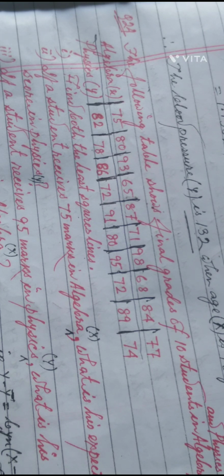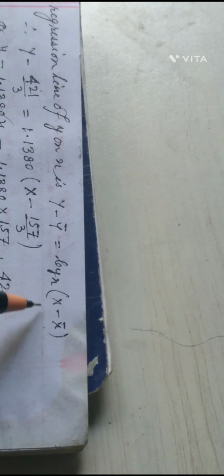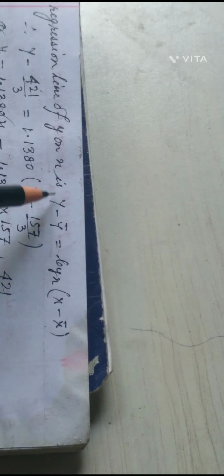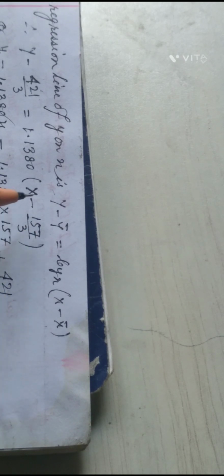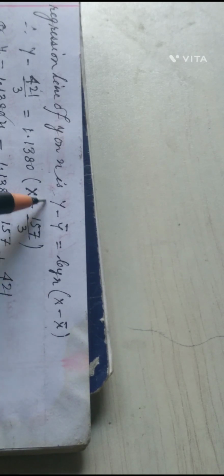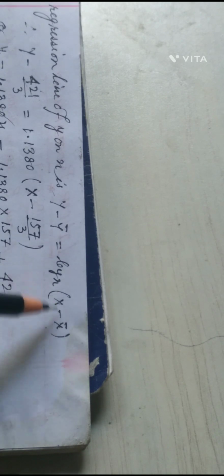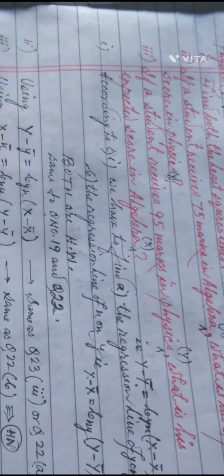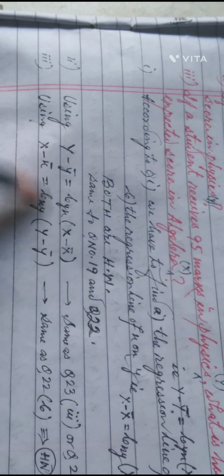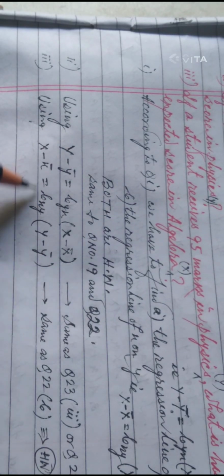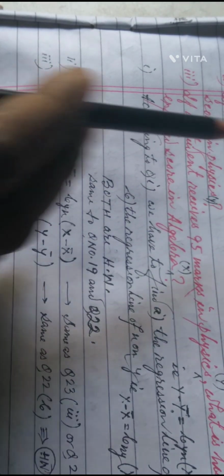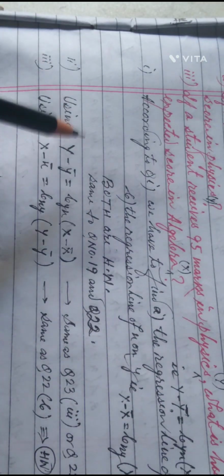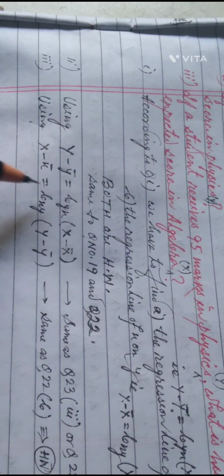Both means you have to find out the linear regressions: y dash equals byx into (x minus x bar). This equation will be calculated, and also its reverse, where x is used at the place of the subject: x dash equals bxy into (y minus y bar). You have to find both equations.